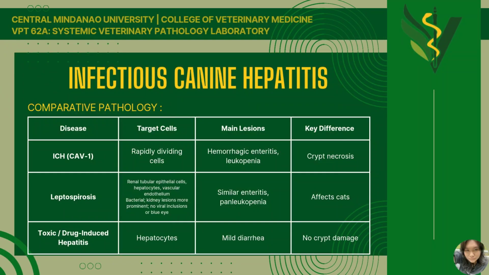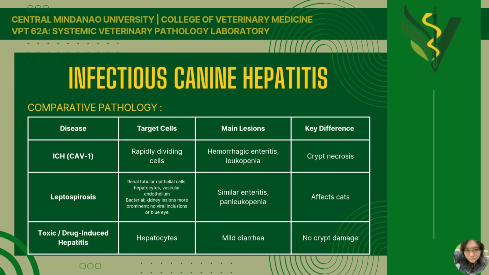Histologically, we do not see viral inclusion bodies. Instead, we may detect leptospiral organisms using special stains or PCR. So, significant renal involvement together with hepatic lesions will help distinguish leptospirosis from infectious canine hepatitis.